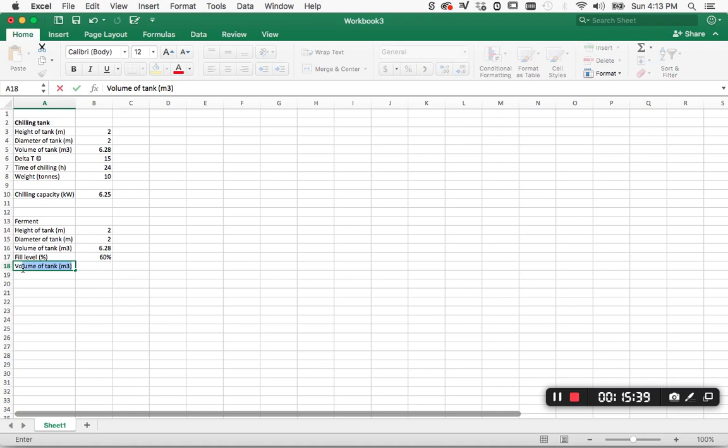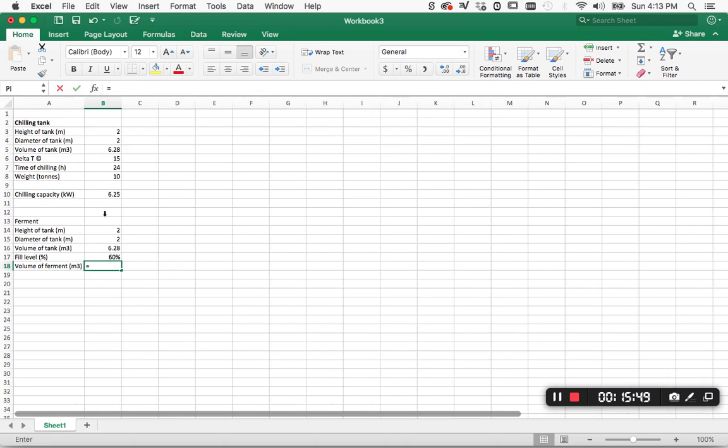So volume of ferment in meters cubed. What I've said is the fill level in that tank, because that's what the question says, is that the ferment level is 60% of the volume of the tank. So we know the volume of the tank. We calculated that. So I do that times the percentage. So we've got 3.77 cubic meters of ferment, or 3,770 litres. All right.